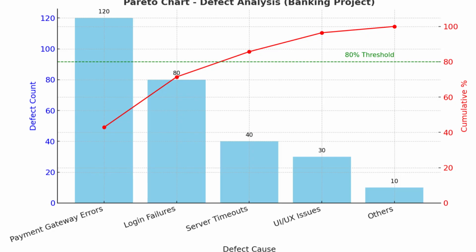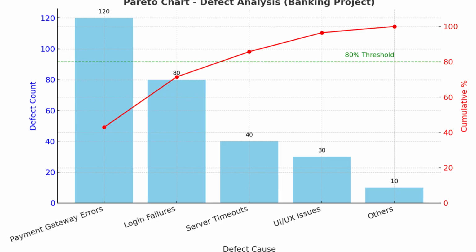In this case, addressing payment gateway errors and login failures gets us to a cumulative percentage of 71.4%. Adding server timeouts brings the cumulative percentage to 85.7%. This means that focusing our resources on the top 3 defect types will resolve over 85% of all defects. This is the most crucial takeaway for resource allocation and prioritization.